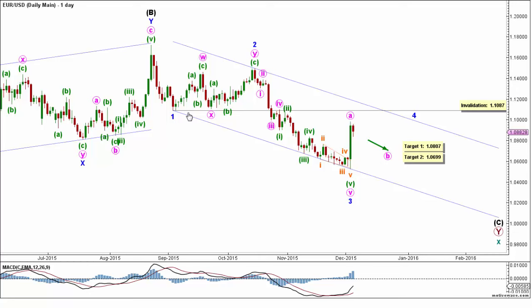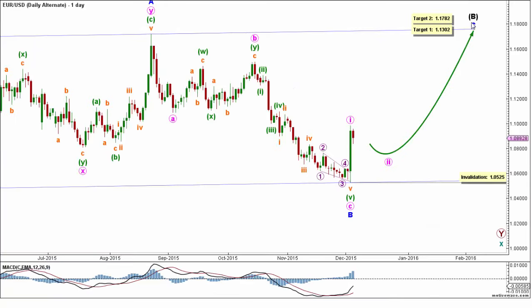Now moving over to our alternate count, which sees that intermediate wave B is actually still unfolding as a flat labeled minor waves A, B, and C, where minor wave A formed a double zigzag labeled minute waves W, X, and Y, and then minor wave B formed a zigzag labeled minute waves A, B, and C, retracing 95% of minor wave A and therefore fulfilling the requirement of a flat correction. This count expects the euro to start moving towards the upside in minor wave C to complete intermediate wave B. This will be largely confirmed by a movement above 1.1087.